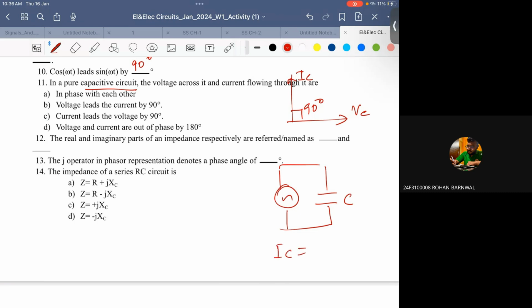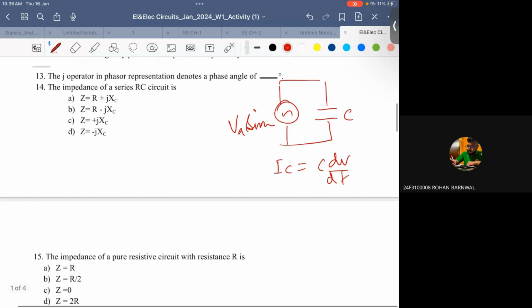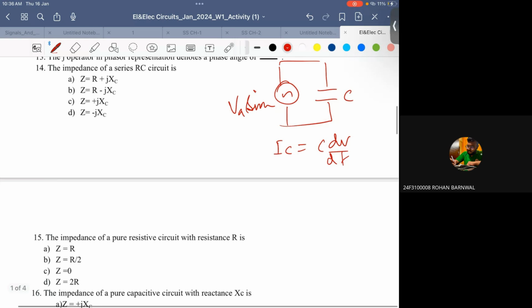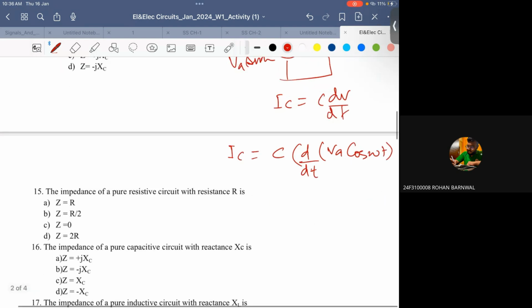How do you calculate this? It is C times dV by dt, and if you put V in the form of V sine theta, you'll get it. If you differentiate it, you get IC equals C times dV by dt, and V is pretty simple, V cos omega t. If we differentiate it, what will you get? C times V, and you'll get omega.